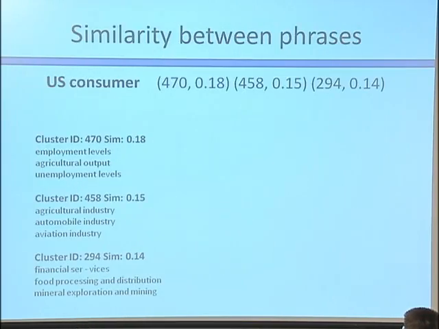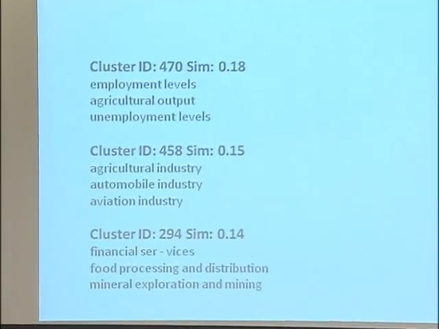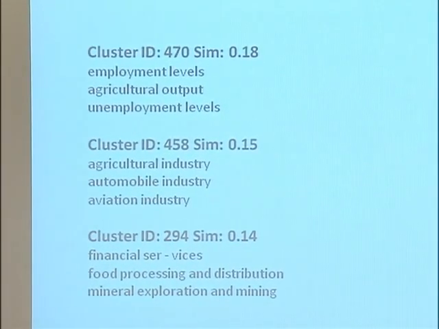Before we go into the actual steps of how we did that, we have to introduce the notion of phrase similarity. So what we did was we took a phrase like this, US Consumer, and we just got the top clusters for that phrase. The top cluster was cluster 470, and these three are the top elements in that cluster. The similarity to that cluster was 0.18. The second best cluster for that was 458, and so on. So we constructed a feature vector for this phrase which goes like that: 470 and the similarity to that is 0.18, and 458 and 0.15, and so on.